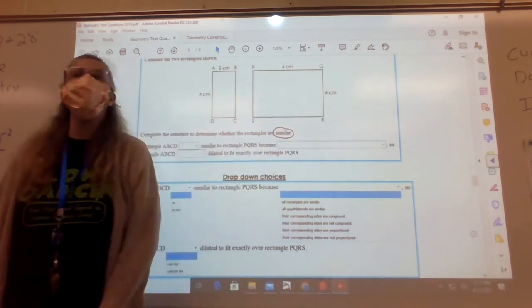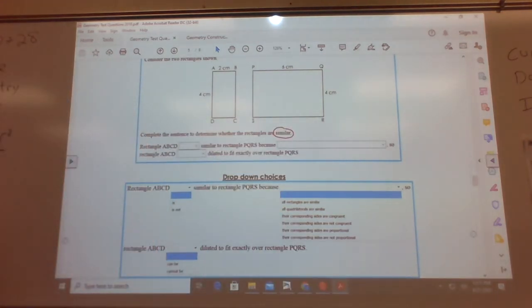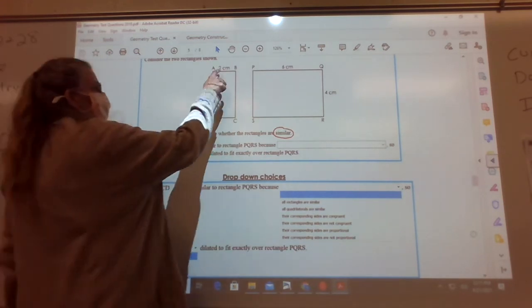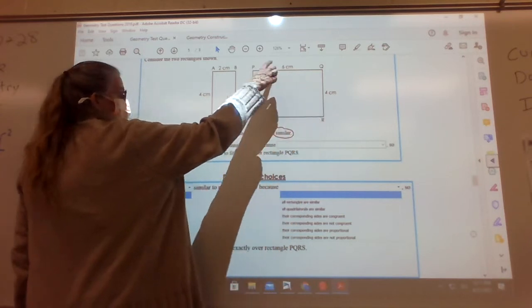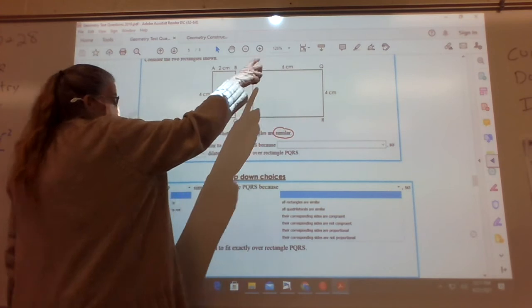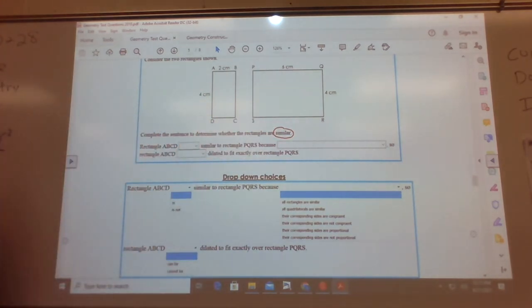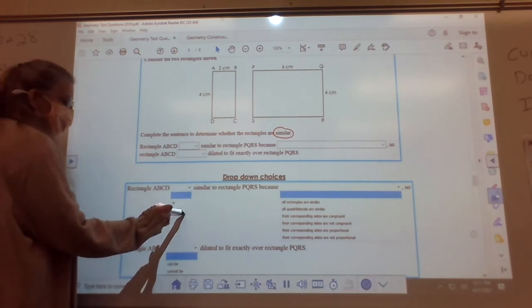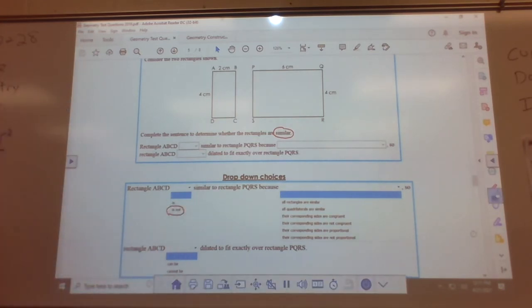It changed by 2, but remember when you're looking at similar, you don't ever think add or subtract, you think multiply. So what did you have to multiply by to get from 2 to 4? 2. 4 is the big side, 6 is the big side. So did you multiply by 2 to get 6? No. So when it's similar, you have to think multiply, because proportional things are multiplied things. So rectangle ABCD is not similar.